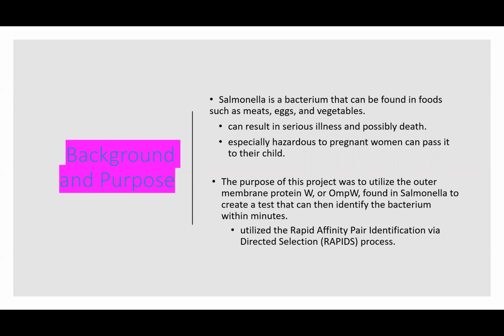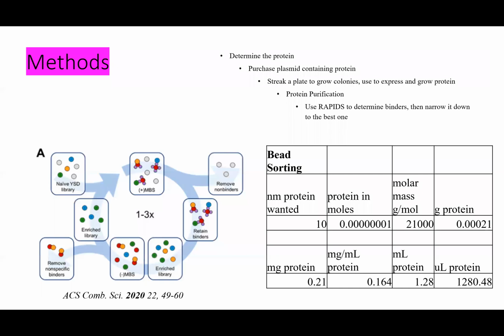And this project utilized the rapid affinity pair identification via a directed selection process, also known as RAPIDS. To first begin this project, we had to start with determining the protein we wanted to use, which you now know as OmpW. Then we purchased E. coli with the protein inside. We streaked the plate with the E. coli, allowed colonies to grow, picked the colony, and placed it in media that would express and grow our protein.